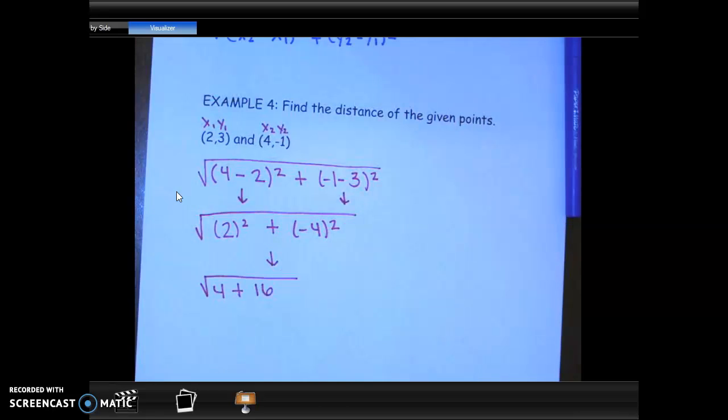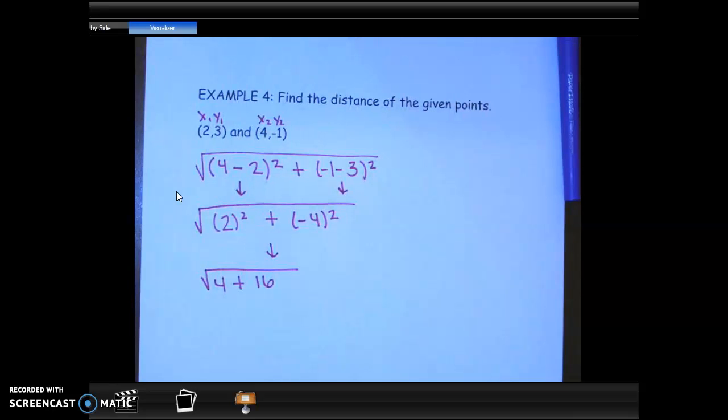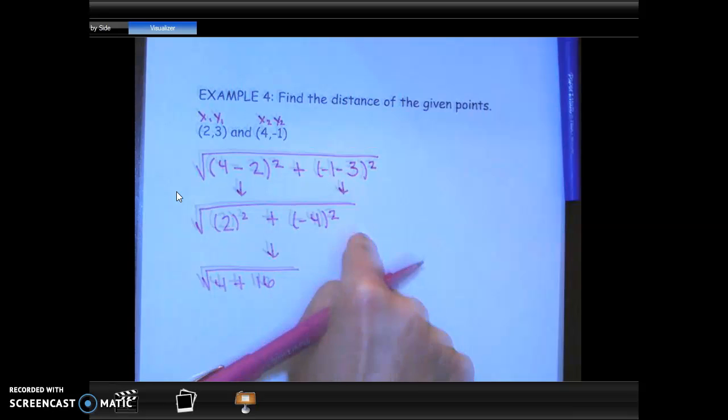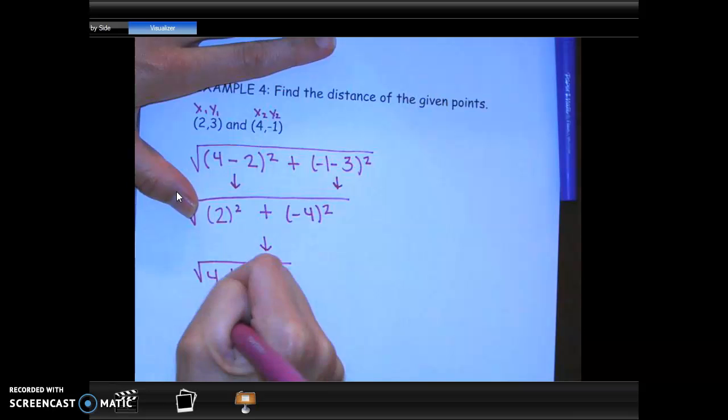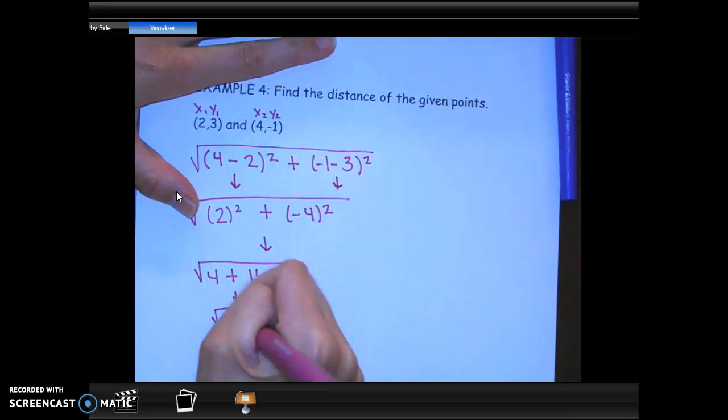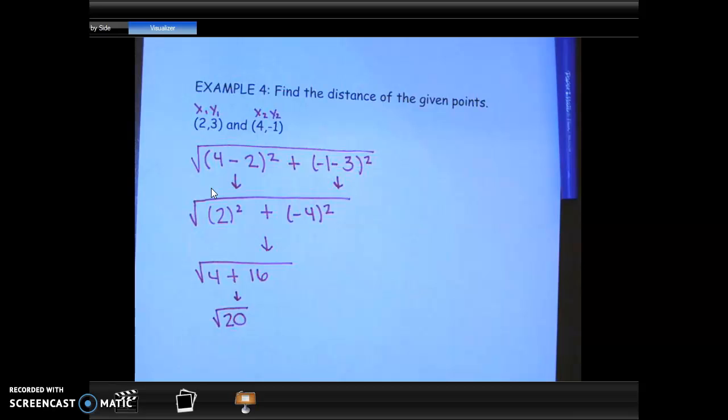And someone might be saying, wait, isn't that negative 16? Remember, square means we multiply it by itself. So this is saying negative 4 times negative 4, which gives us a positive. And then that gives us a square root of 20. Now, that's not a perfect square.